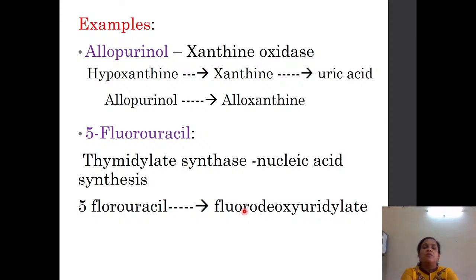Examples are allopurinol, which we came across when talking about competitive inhibition. Allopurinol inhibits an enzyme called xanthine oxidase by competitive inhibition. At the same time, allopurinol in the presence of xanthine oxidase gets converted to a powerful compound called alloxanthine. This alloxanthine is very toxic compared to allopurinol, and it completely prevents the formation of uric acid. Next, 5-fluorouracil and thymidylate synthase in nucleic acid synthesis. This is used in anti-cancer drugs. 5-fluorouracil in the presence of thymidylate synthase gets converted to fluorodeoxyuridylate. These are examples of group specific inhibition.